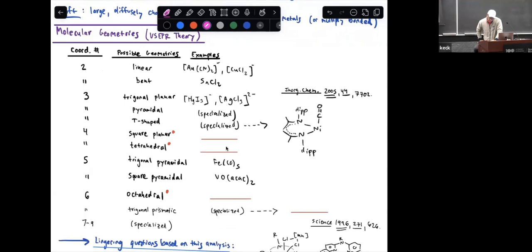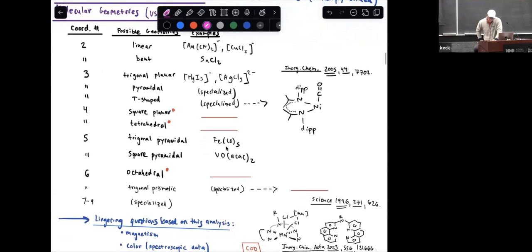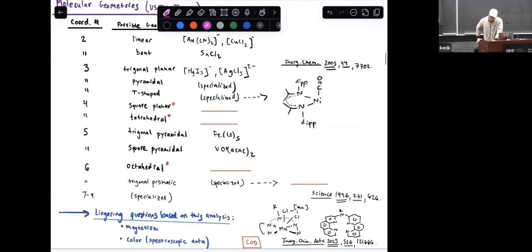But to walk us through it, for two coordinate species, you have two predominant different flavors, linear and bent. For three coordinate species, you have a couple different flavors here: trigonal planar, which is the most common, and then two specialized forms, pyramidal, which you can view as similar to ammonia, or T-shaped.